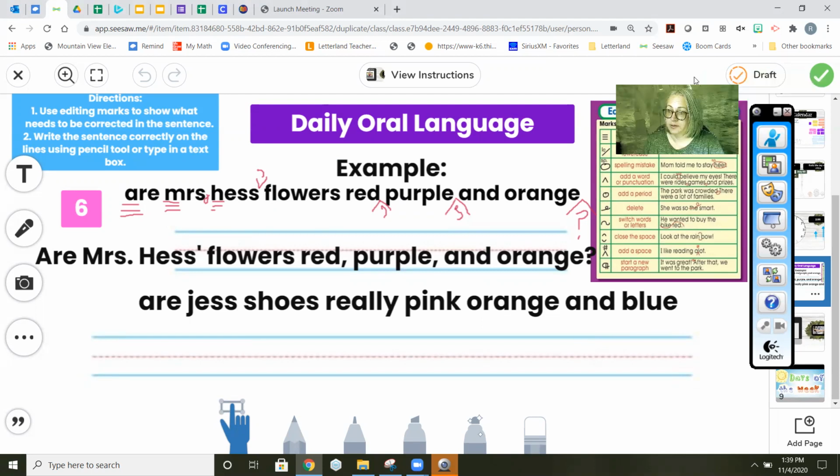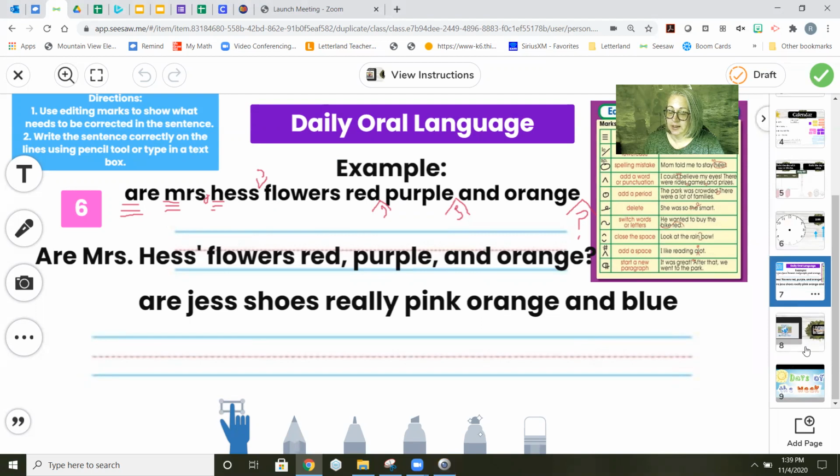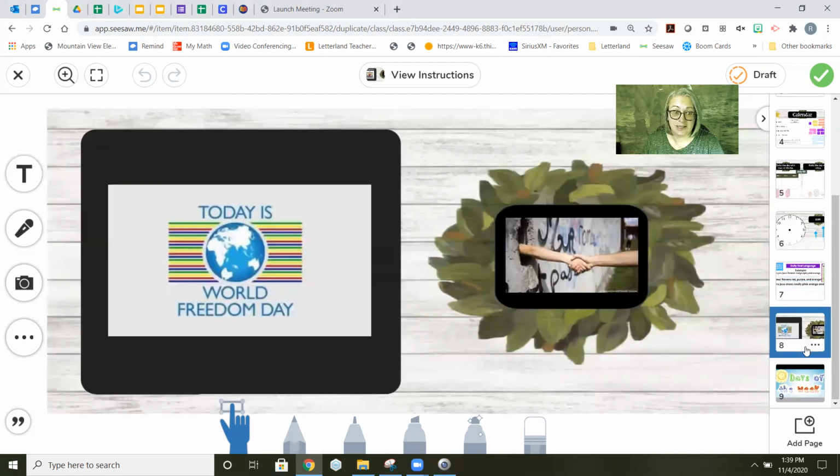Now I'm going to go down and let's look at what special day it is today. Today is World Freedom Day. Freedom means you're free to go and do things that are within the law, go places that you'd like to go to. Well, after World War II, there was a city in Germany called Berlin.